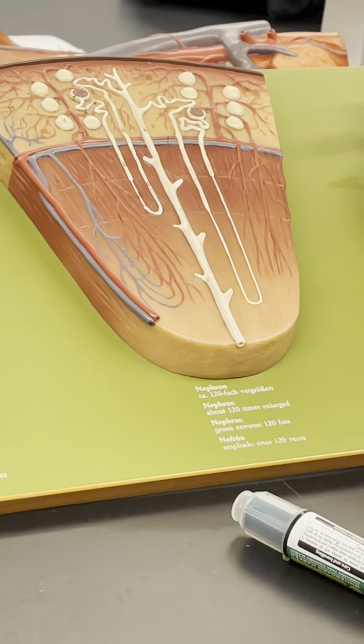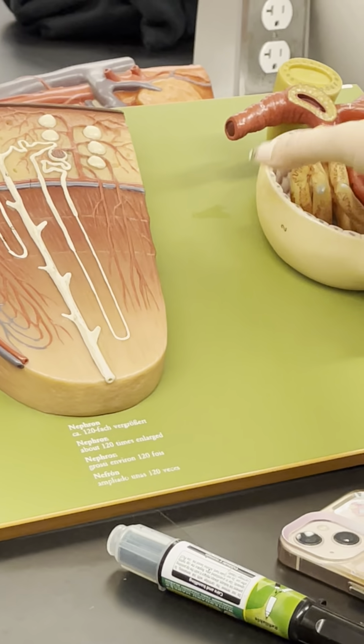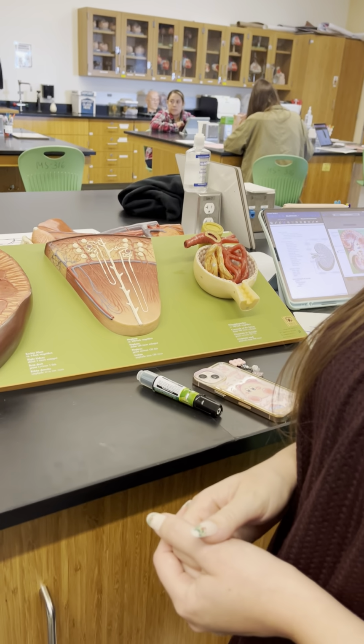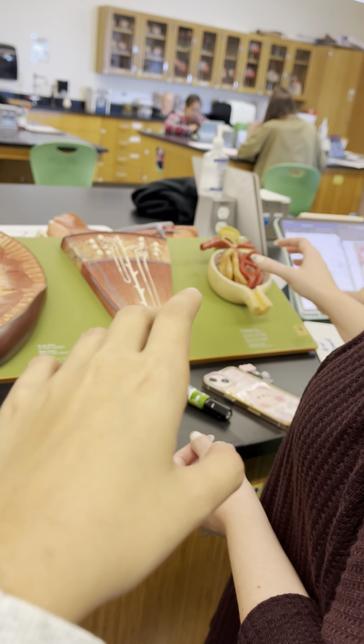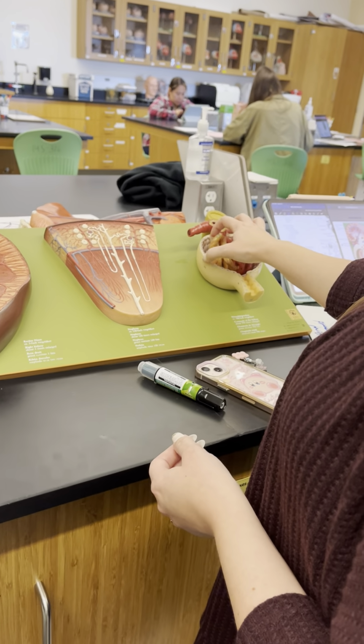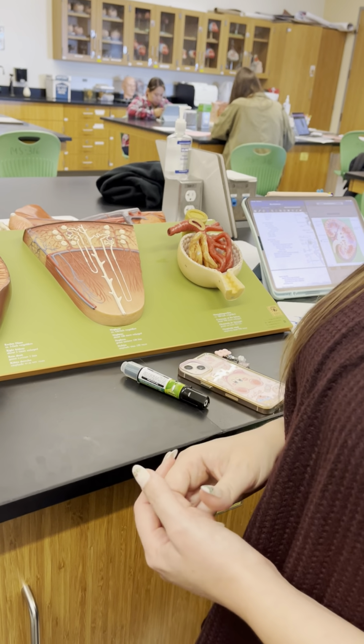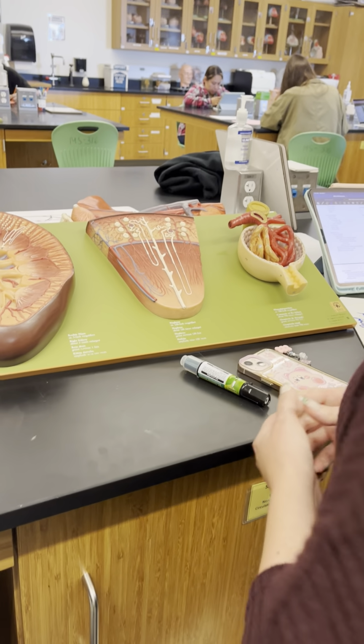Just the round thing on the outside. Yep, that's the round thing on the outside, the capsule. Whole thing, renal corpuscle. Yep. Is it including the afferent arterioles? No, it's just the glomerulus and the glomerular capsule. I have a question. Okay, thank you.